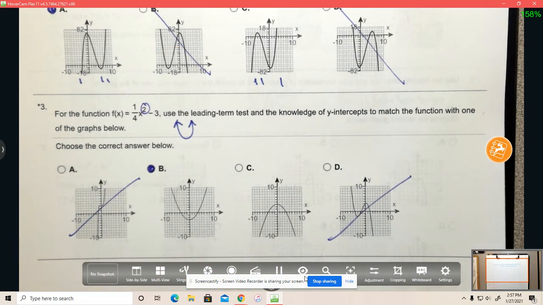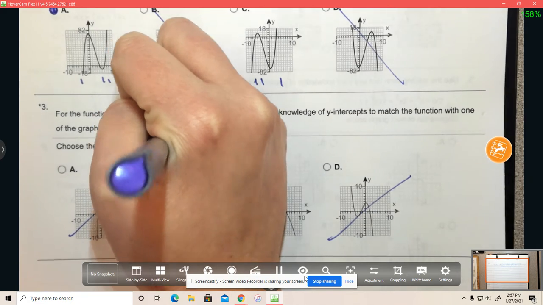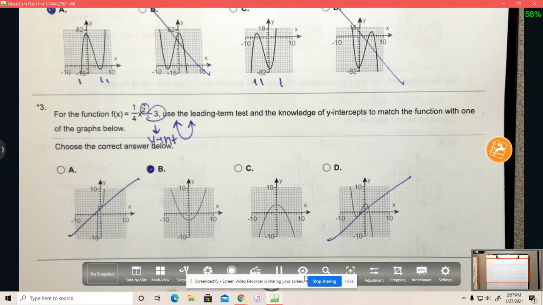Okay. Another thing we could look at is the y-intercept. That y-intercept is negative 3. So that leaves us with only this one. This is the only one that has a y-intercept of -3.